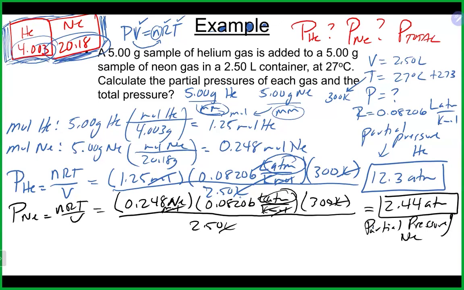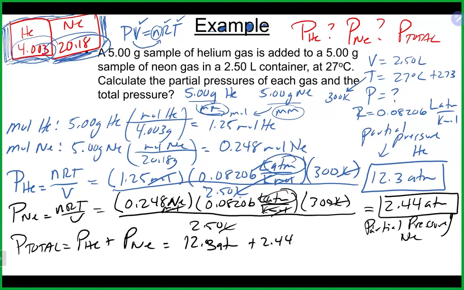The last thing that I'm looking for is the total pressure. What should I do with those two numbers? We're just going to simply add them, right? So the partial pressure of helium plus the partial pressure of neon would get us 12.3 atmospheres plus 2.44 atmospheres. 12.3 plus 2.44, 14.7 atmospheres would be our total pressure.